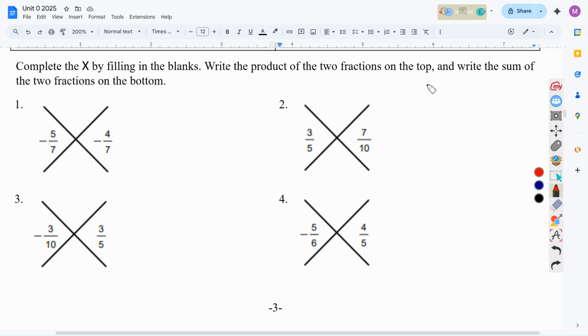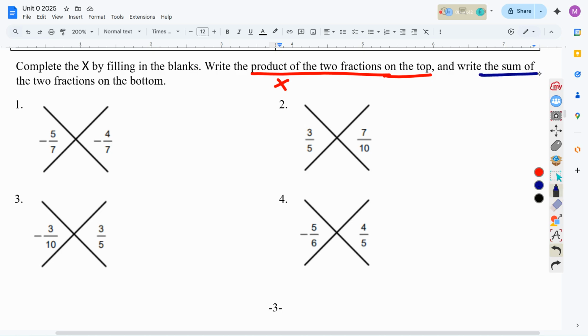process is about. To complete the x by filling in the blanks, we're talking about this space up here and this space down here. We're going to fill in those blanks, okay? The way it's going to work is that we're going to write the product of the two fractions on the top, as it says right here. So that's where we put the product. Again, it's what you get when you multiply two numbers. So the product of 2 and 3 is 6, okay?